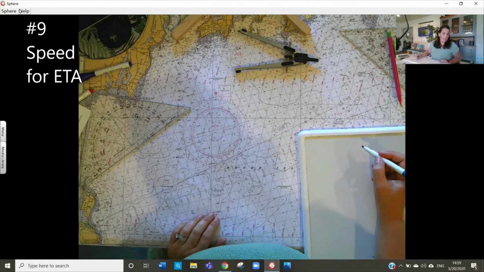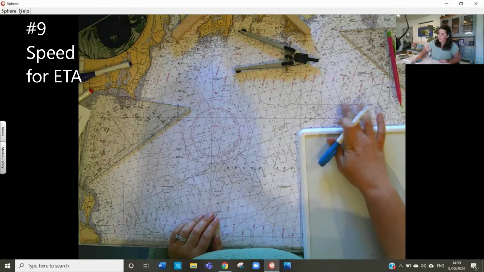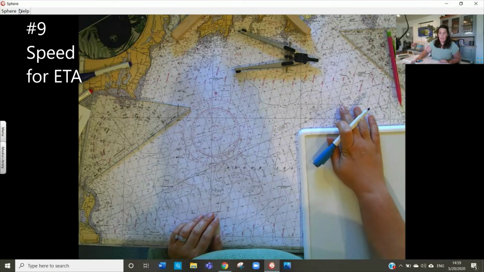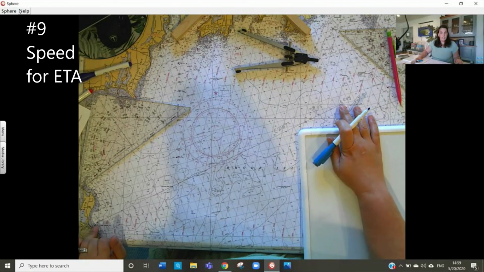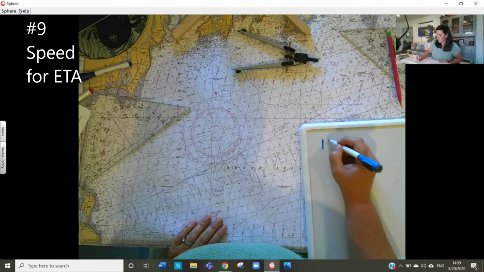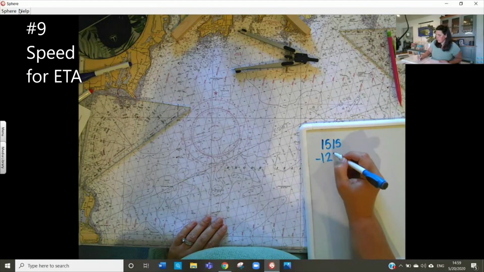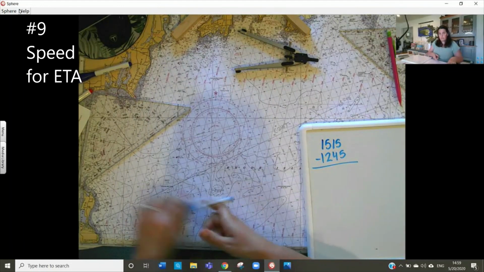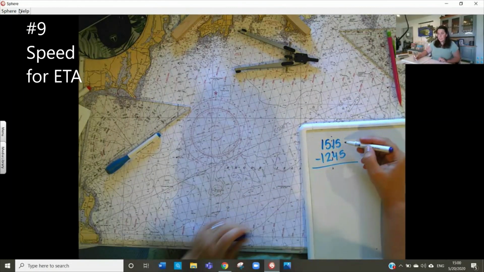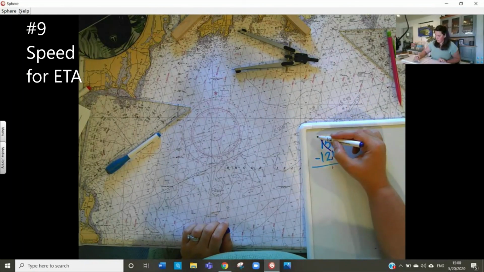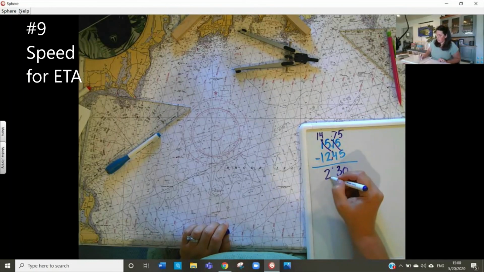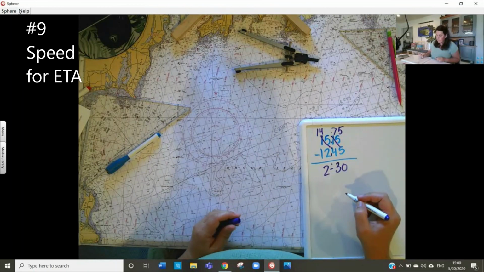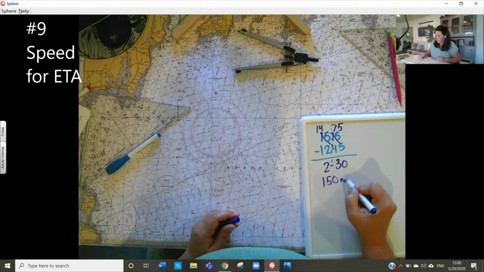And now my desired ETA is 1515. I left my last position at 1245, so I need to calculate what speed I need to make good in order to get down to Block Island at 1515. So I need the difference between the times. We always start with the minutes. We can't subtract 15 from 45, so we have to borrow. This turns into 75. So I'm left with 30 minutes, 2 hours, and 30 minutes. If I convert that all to minutes, I get 150 minutes as my time.